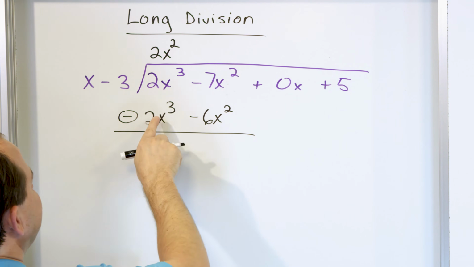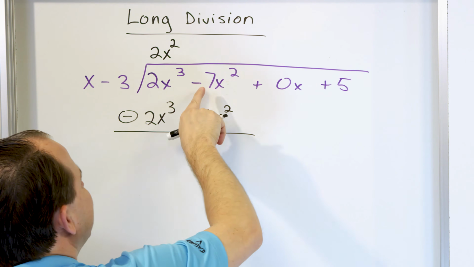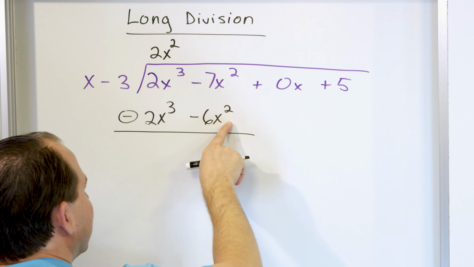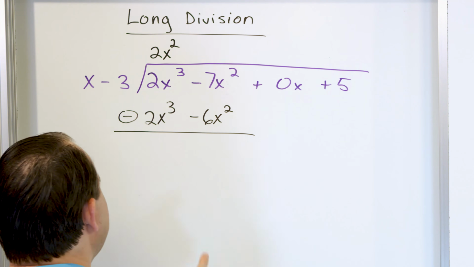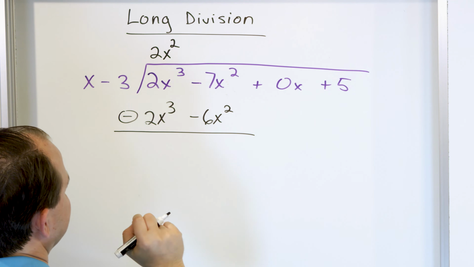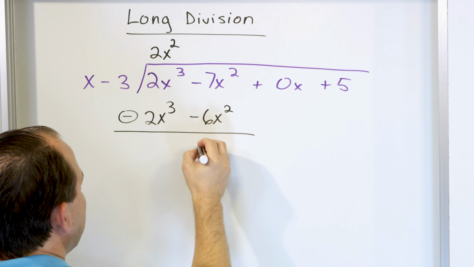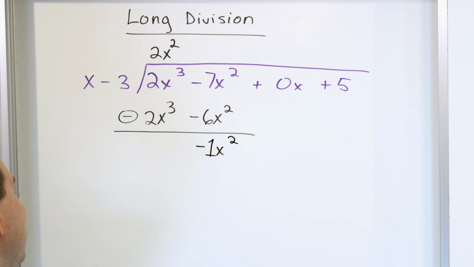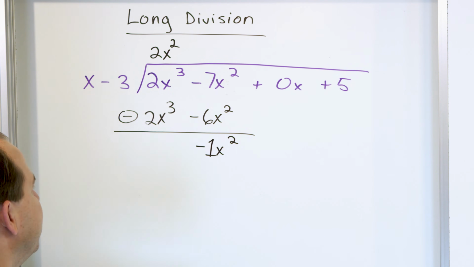So we have the 2x cubed minus the 2x cubed. That's going to give me a 0, so I don't need to really write it there. But this negative 7x squared, subtracting a negative 6x squared, really becomes negative 7 minus 6. So negative 7 minus a negative 6 is basically negative 7 plus 6. So it's going to be negative 1. I'll put it like this, negative 1x squared. So you have to be careful when you do the subtraction. Negative 7 minus a minus becomes negative 7 plus 6.